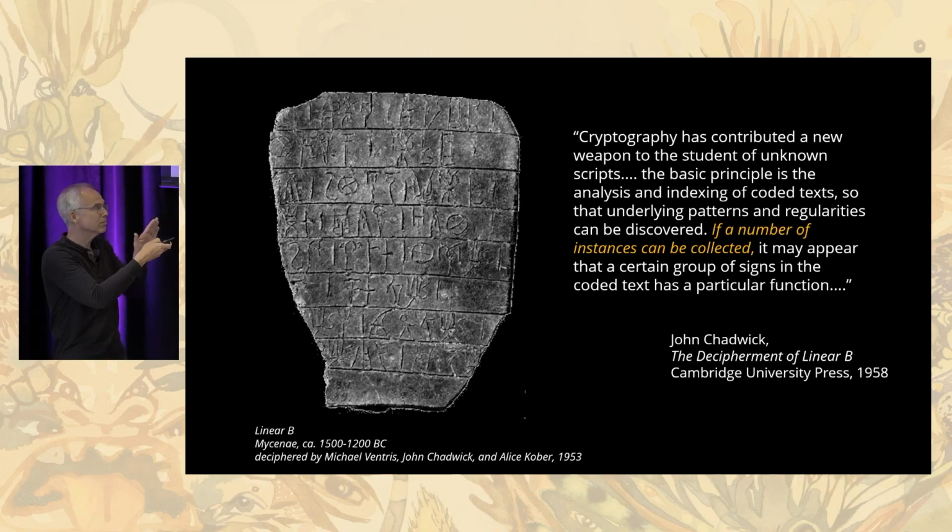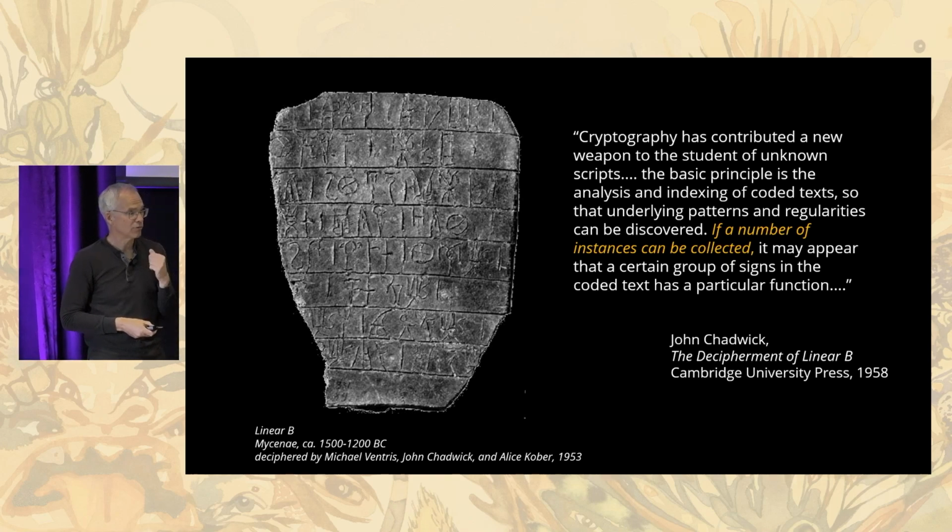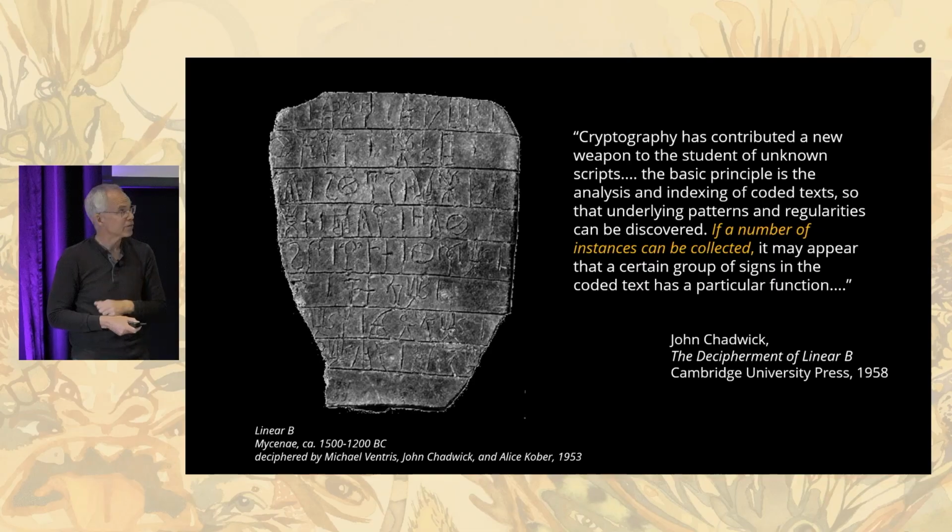It's an unknown script. But John Chadwick and Michael Ventris in the 1950s, working contemporaneously with Crick and Watson on a completely different problem, showed by statistics and computational analysis that if you have enough examples on your stone tablets, the statistics of comparative analysis of sequences is basically like cryptography. You can get information about the function or what the underlying language is.